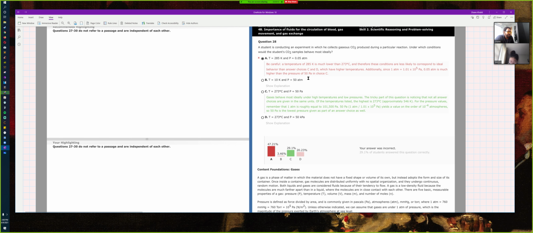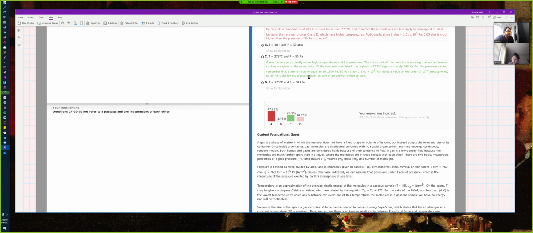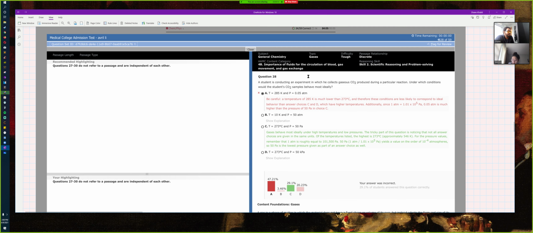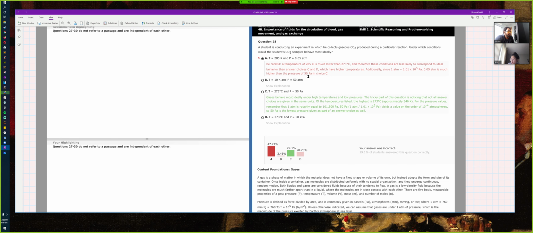And pascal is bigger. Wait, 1 ATM is like 1,000 pascals or something. 10,000 pascals, roughly 13,000. Uh oh. What? 101.3 kilopascals, I think, is equal to 1 ATM, something like that. Right. Okay, kilopascal. Okay.